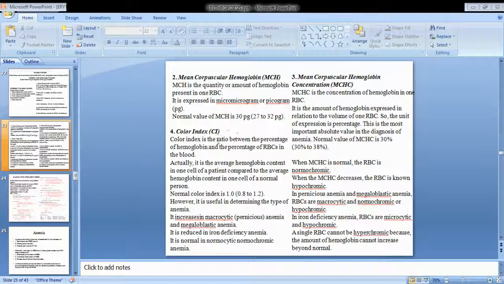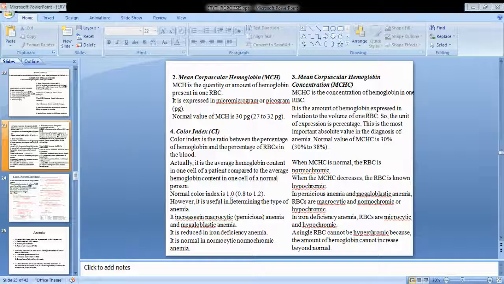Next is color index. So what is the color index? It's the ratio between the percentage of hemoglobin and the percentage of RBC in the blood. So hemoglobin-ku RBC-ku irukra percentage. Okay, the ratio between the percentage of hemoglobin and percentage of RBC in the blood, that is the color index. So it is the average hemoglobin content in one cell of a patient compared to the average hemoglobin content in one cell of a normal person. So it is a comparison between a patient and a normal person.